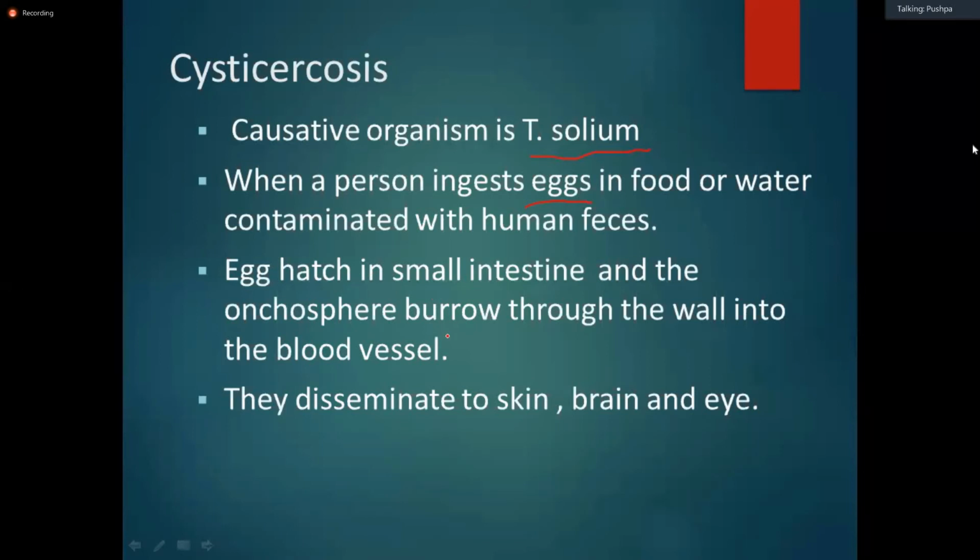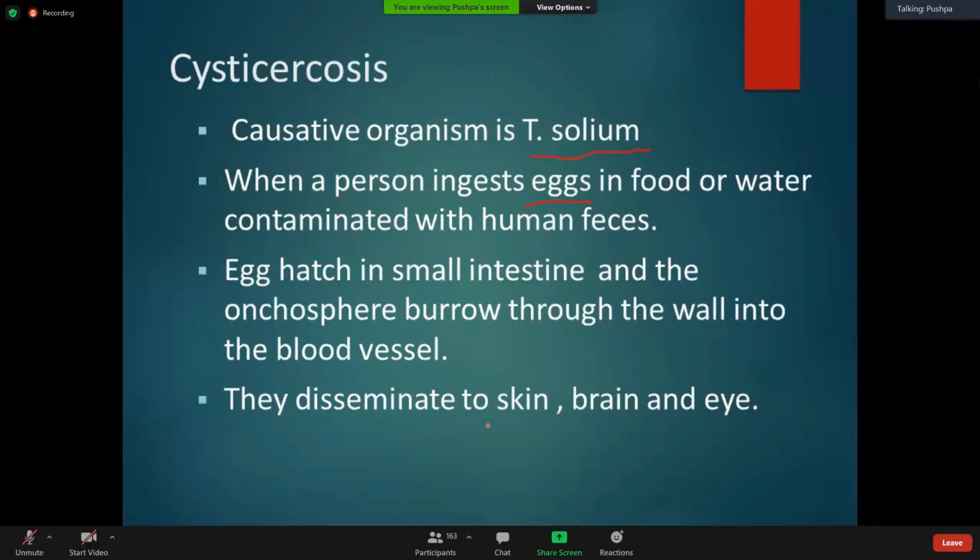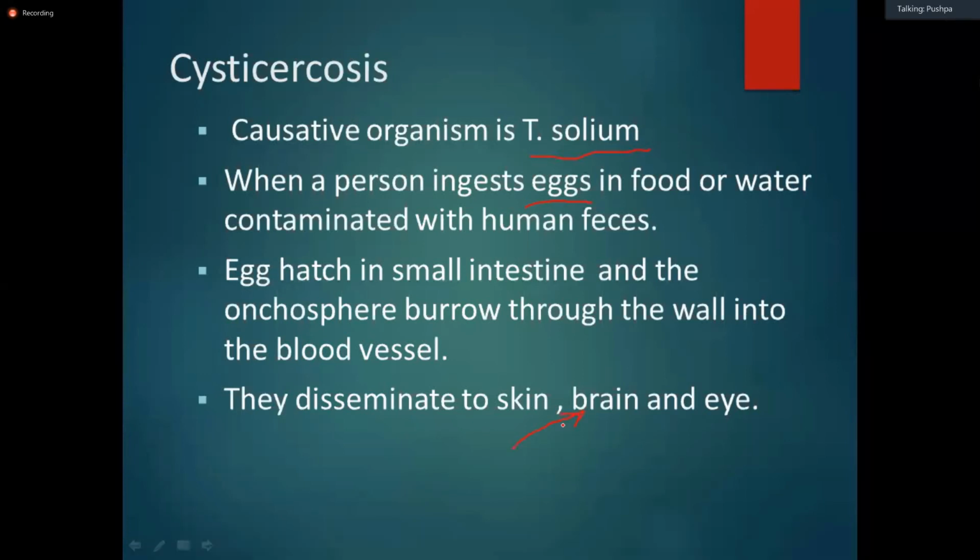Eggs hatch in the small intestine, and the oncospheres burrow through the wall into the blood vessels. They disseminate and go to the brain, where they cause pressure symptoms and a space occupying lesion, and in the eye sometimes it is observed floating in the vitreous.